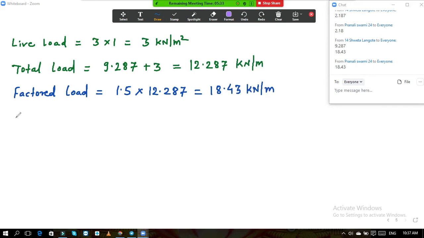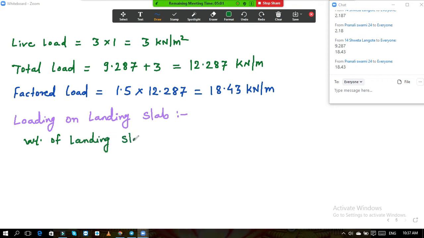Okay, so here I will write now, loading on landing slab. This consists of, first, the weight of the landing slab.